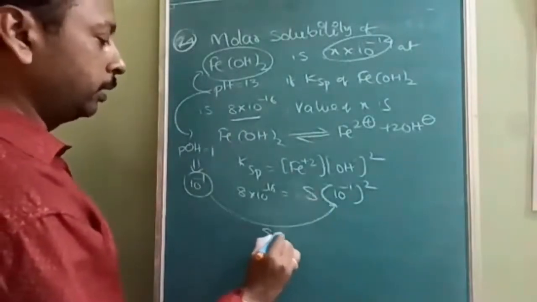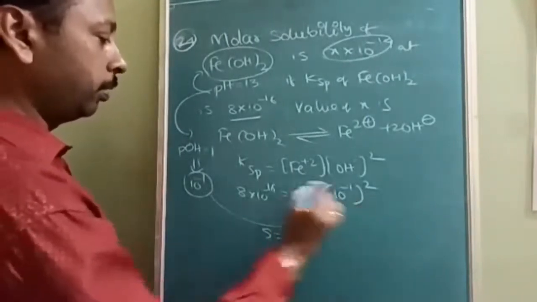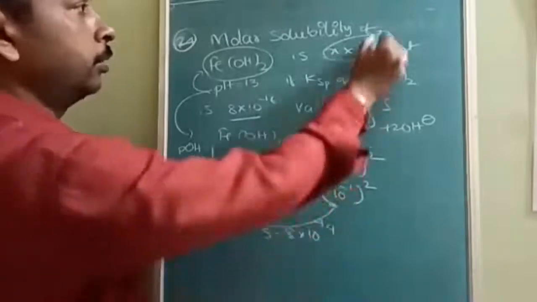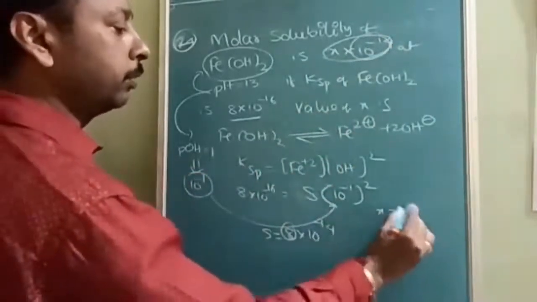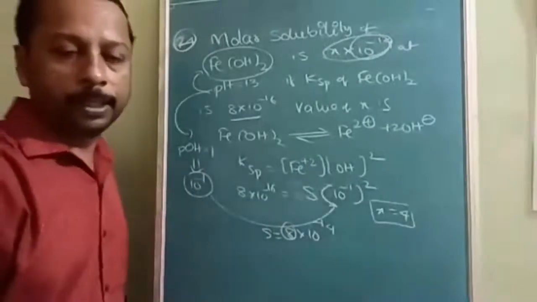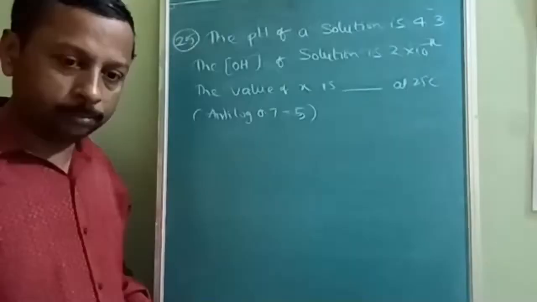So S is equal to 8 into 10 to the power of minus 14. So minus 14 matching. Therefore, X is equal to how much? 4. X is equal to how much? It is 4. Okay. Note down this.